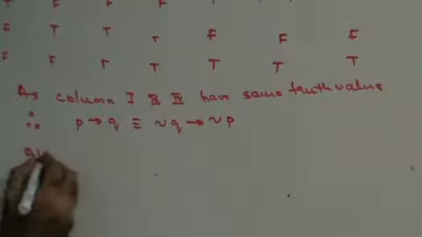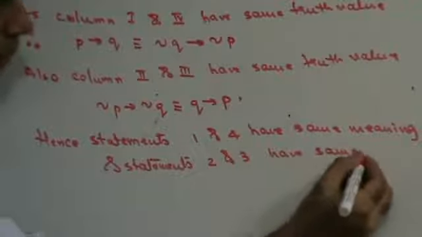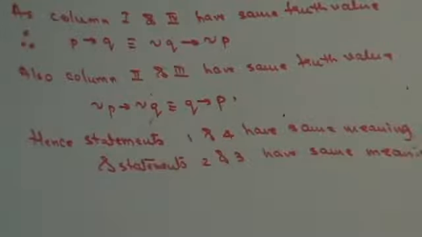Also, column 2 and column 3 have the same truth value, therefore not P implication not Q is logically equivalent to Q implication P. Hence I can say that statements 1 and 4 have the same meaning, and statements 2 and 3 have the same meaning. That's how you find out the meaning of a statement using logic.